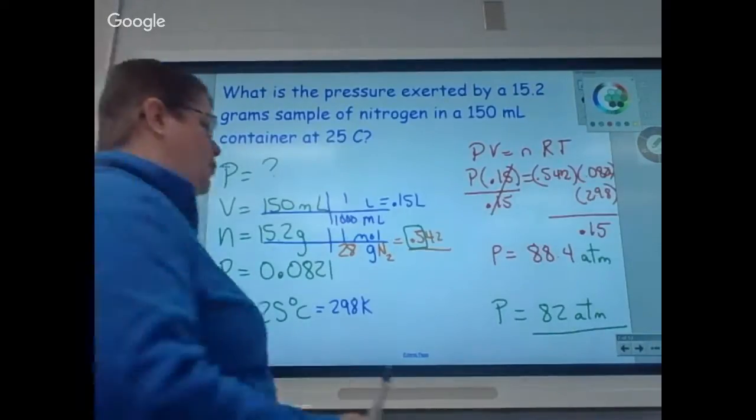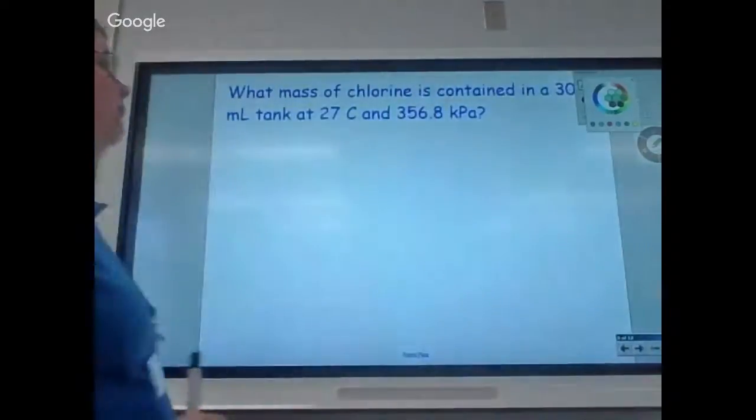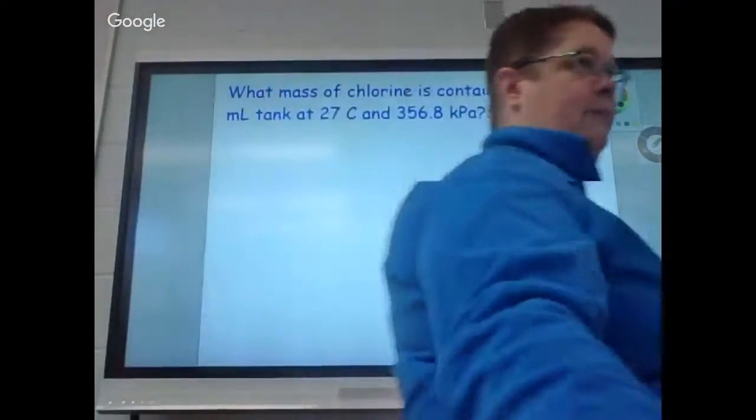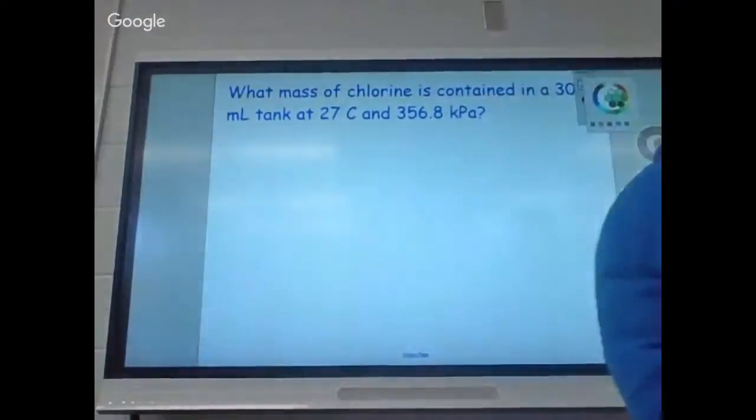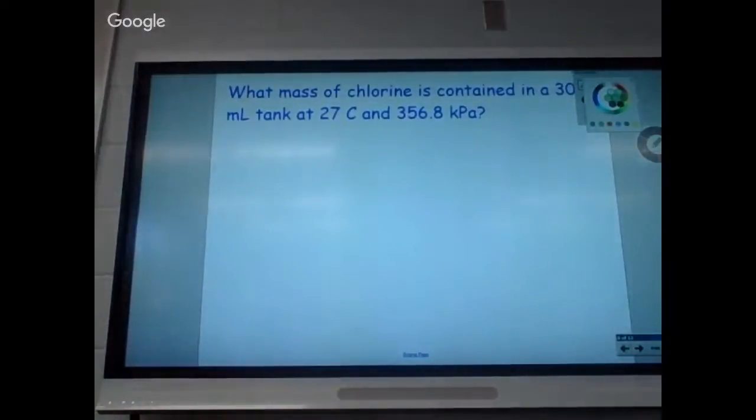Now, the last problem that we're going to do together. We're also going to work this one with a different formula, probably not today, probably tomorrow, with big M, the molar mass formula. This one is on the board. Didn't they figure out the molar mass? Yeah, but we're going to do it with a gas law formula. What does it say? 300 milliliters. Yeah, 300 milliliters.